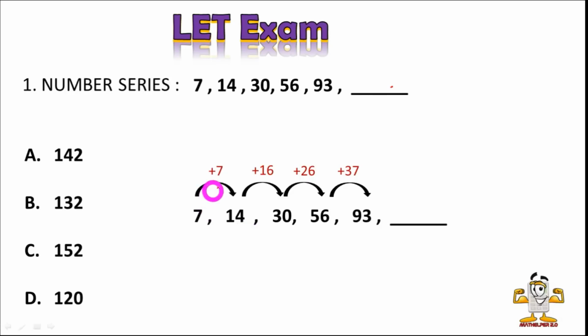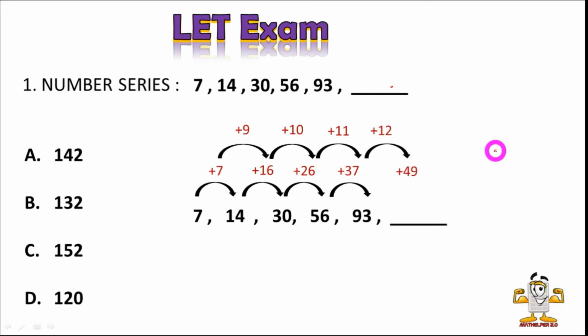So, hindi pa makikita yung pattern dahil malalaki yung number. So, sa taas naman is 7 and 16, mag-add tayo ng 9. Yung 16 at 26, mag-add po ng 10. So, napansin nyo may pattern na 9, 10. So, yung 26 at 37, add po siya ng 11. So, ibig sabihin, yung next nating i-add is 12. So, 37 plus 12 is 49. So, i-add natin yung 93 plus 49 equals to 142. So the correct answer is letter A.